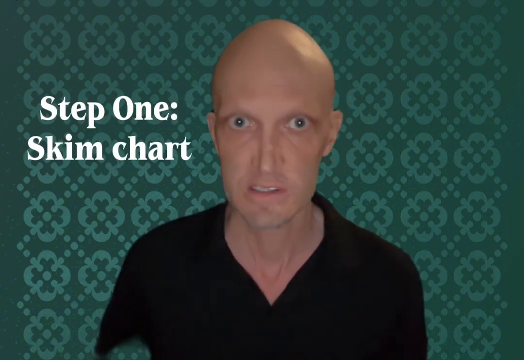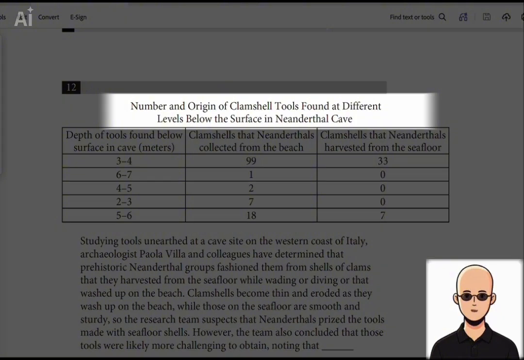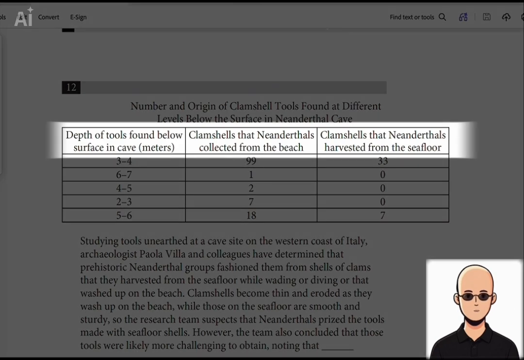Step 1. Skim over the chart. Pause the video and note the key information. Okay, the title tells us it is about the number and origin of clamshell tools found at different levels below the surface in Neanderthal caves. We have 3 columns. Depth of tools found below surface in cave, meters, clamshells that Neanderthals collected from the beach, and clamshells that Neanderthals harvested from the seafloor.